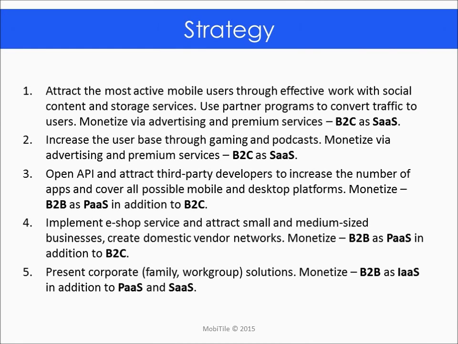The MobiTile business model assumes a step-by-step rollout of services. In the first stage, MobiTile is promoted on the market as a service for end users using the SaaS model. The goal of the first stage is to increase the number of active users by offering unique services on the mobile market. In the second stage, new users are attracted by gaming services and podcasts. In the third stage, API platforms are opened up and an active community of developers is created. In the fourth stage, there is a transition to the sale of goods and services by both global and local vendors. In the future, developed solutions will be used for launching corporate product lines.